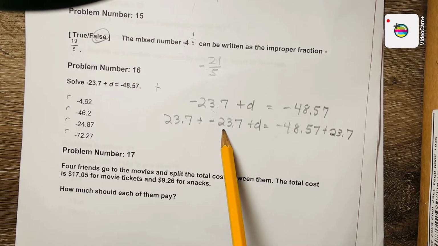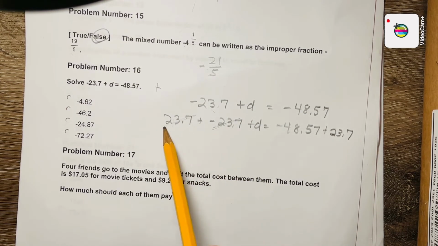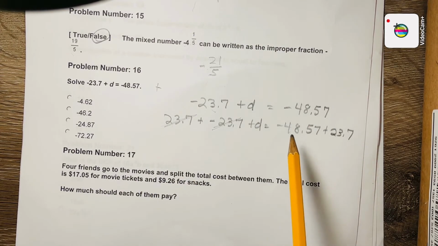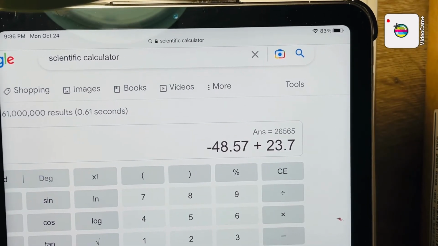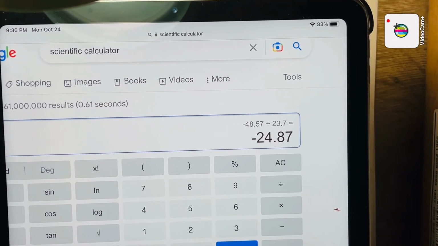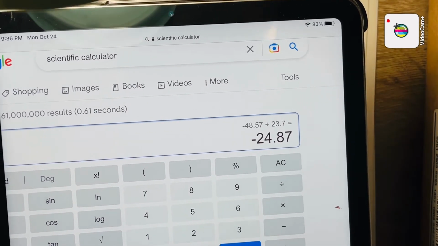23.7 plus negative 23.7 is 0. And then over here, all right, that equals negative 24.87.